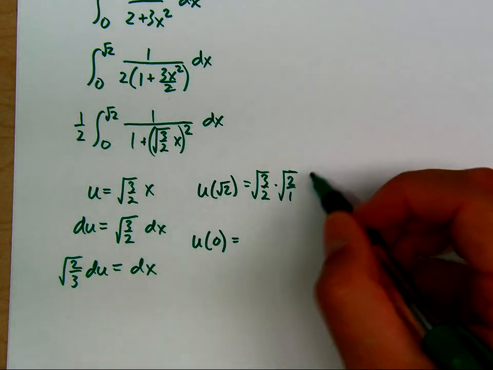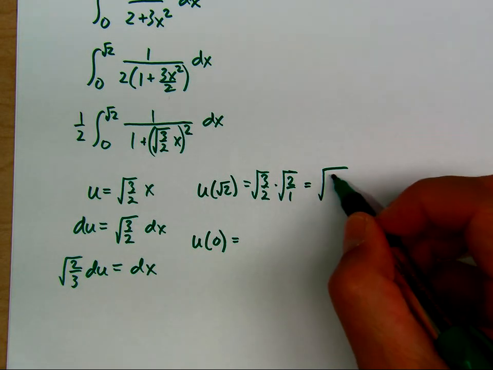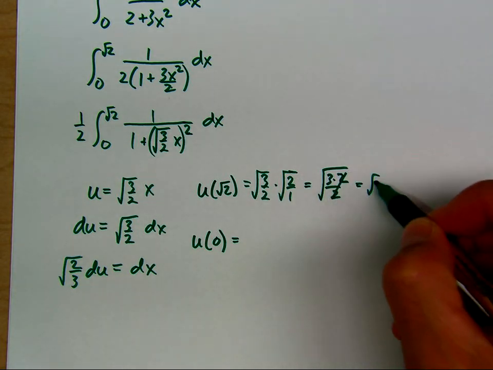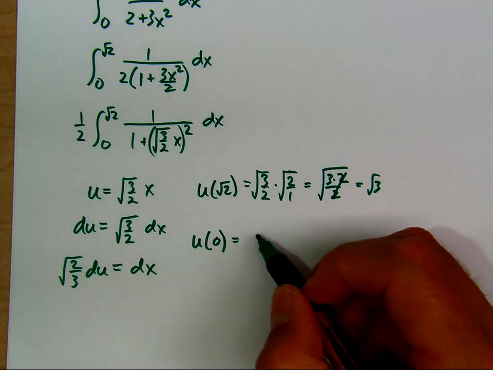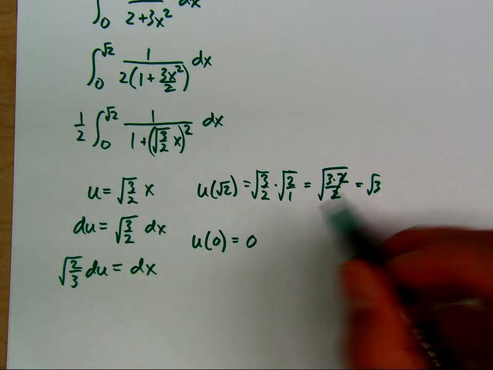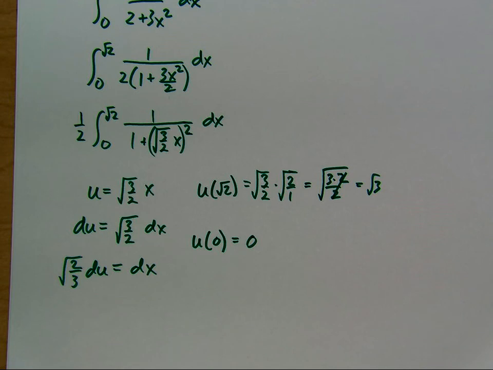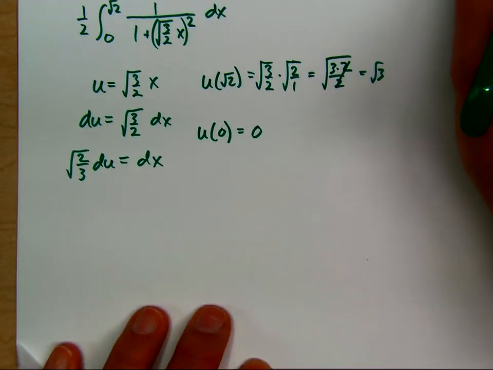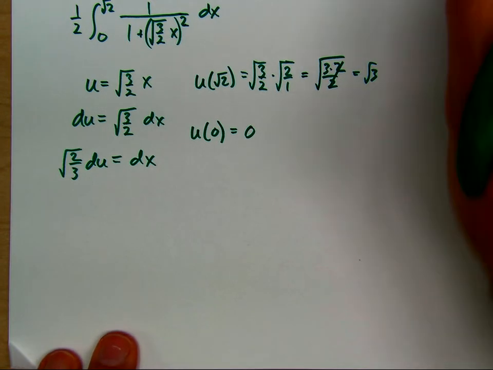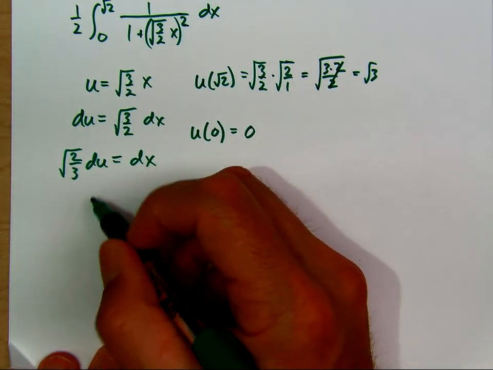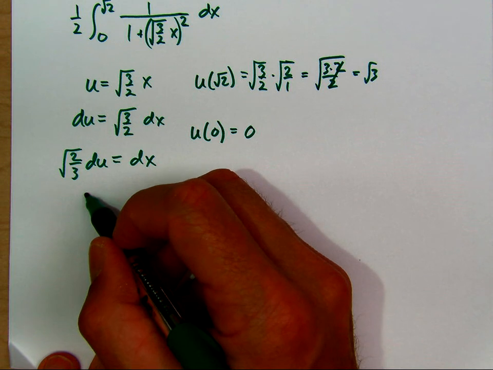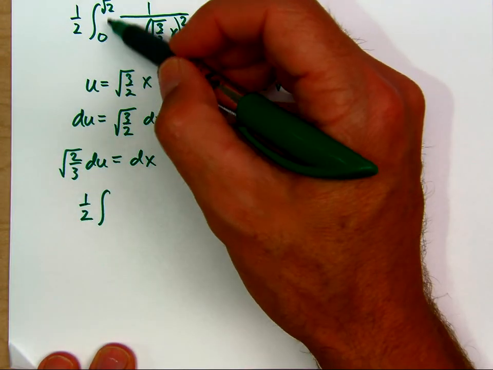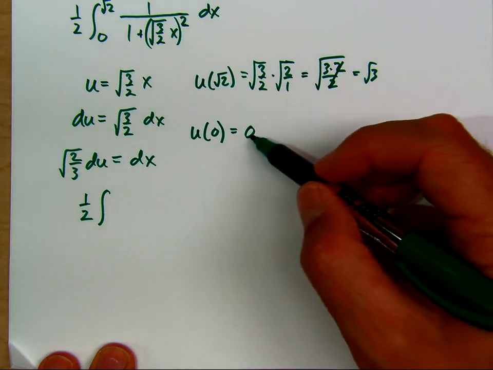That means we're going to get radical 3 times 2 over 2, and we get radical 3. If we put a 0 there, we get 0. Okay, now we substitute. So instead of going from 0 to radical 2, we're going to go from 0 to radical 3.